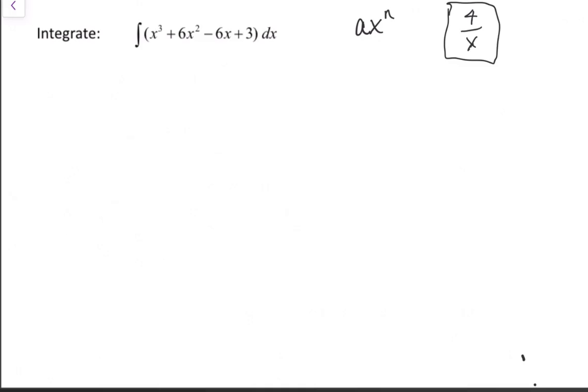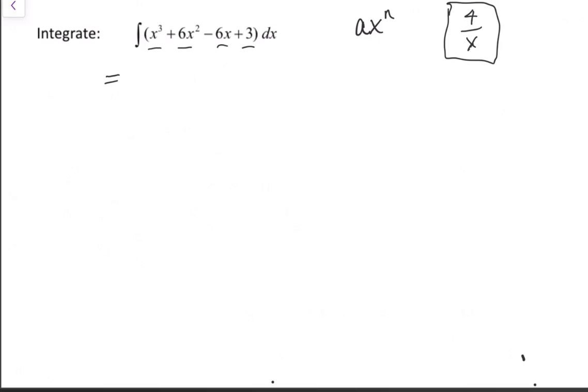Now in this first example, everything looks perfect. Everything has a coefficient, variable, and power. So this, I'm just going to go through and use the power rule on each one of these terms. So I want to integrate each one of these terms in that function one by one. So we'll start with the integral of x cubed.